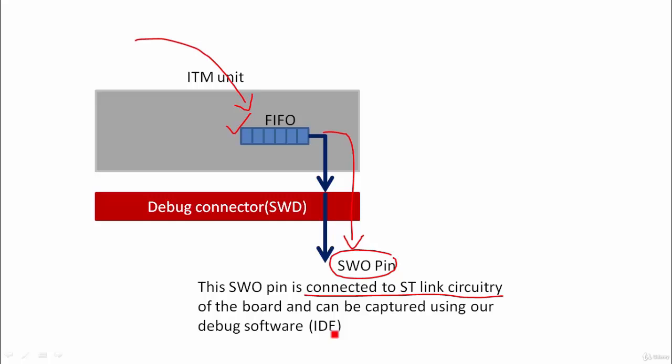But this is the idea behind how printf works in ARM Cortex-M processors. There is the ITM unit and it has a FIFO, and your printf somehow should write into that FIFO, and that FIFO is connected to the SWO pin, and through that you actually get that message back to the IDE.